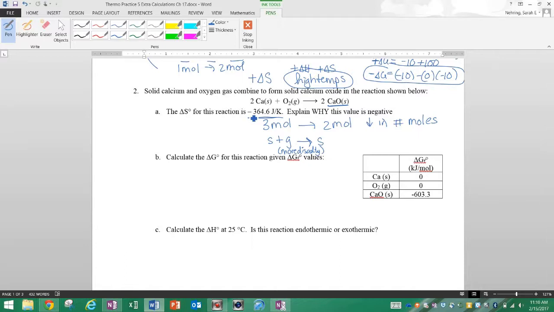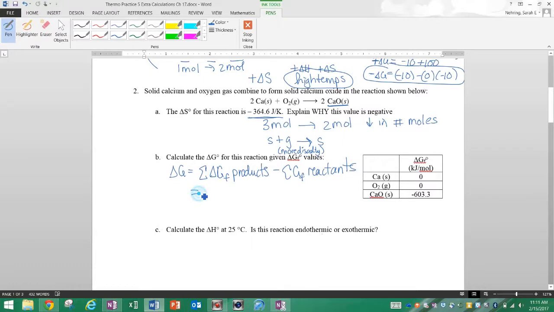Calculate delta G. So there are some different equations for finding delta G. We could use H and S, but we don't know H, so we can't use that equation. So the other equation we could use for delta G is the one that looks like our heats of formation equation. So we're going to use the G of formation of our products minus the sum of the G of formation of our reactants. This is on your equation sheet. It's the one that looks a lot like our heat of formation one.